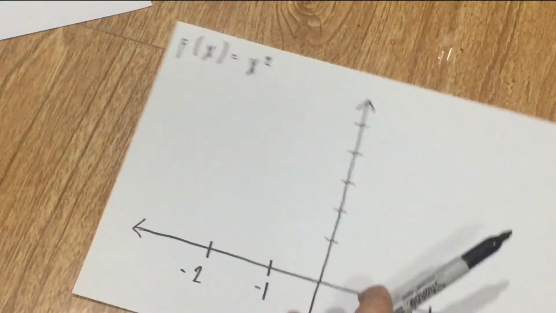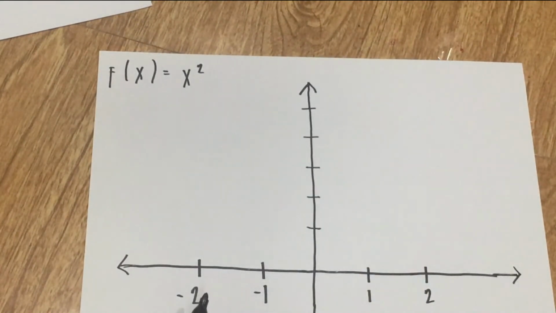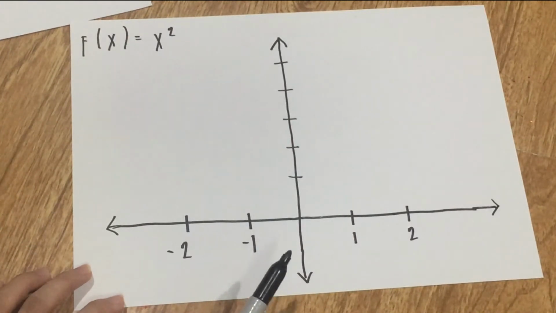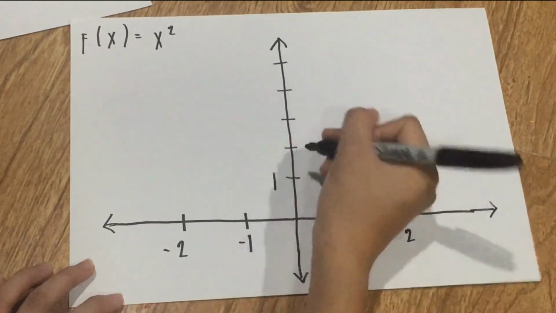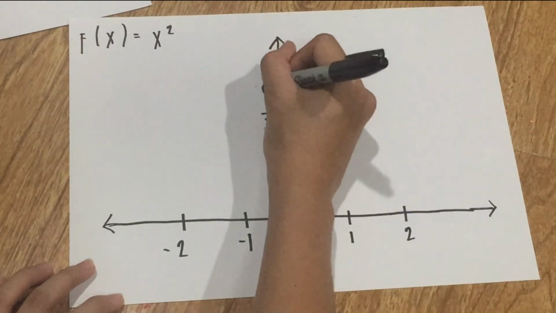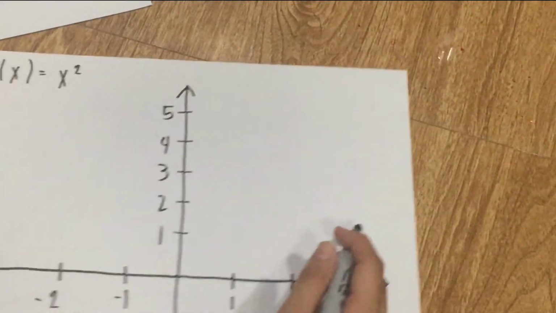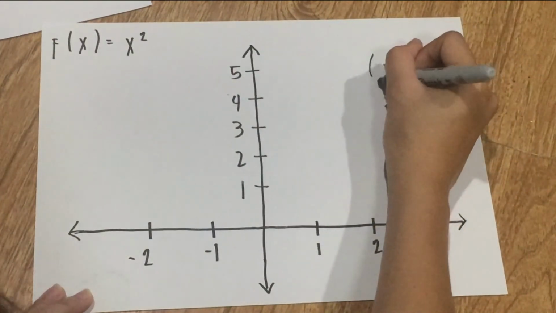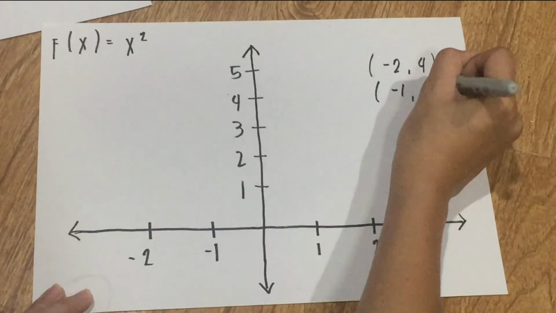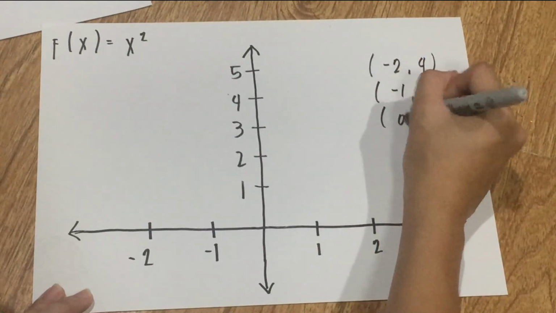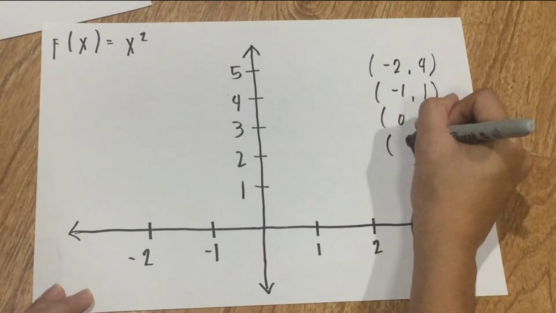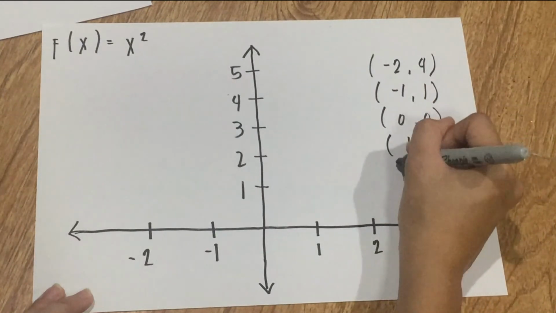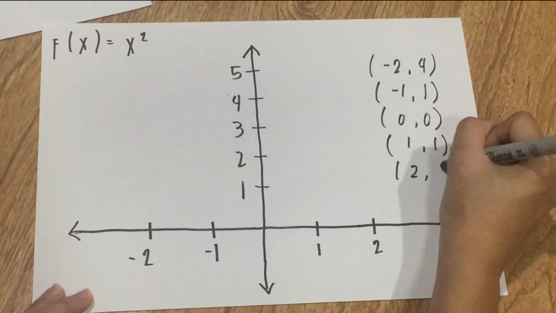Here is the graph. So the x values are indicated already. And let's say it is 1, 2, 3, 4, and 5. We're going to put the points negative 2, 4, negative 1, 1, 0, 0, 1, 1, 2, and 4.